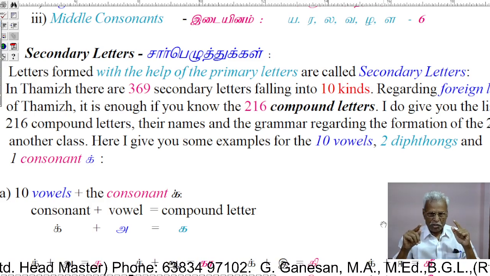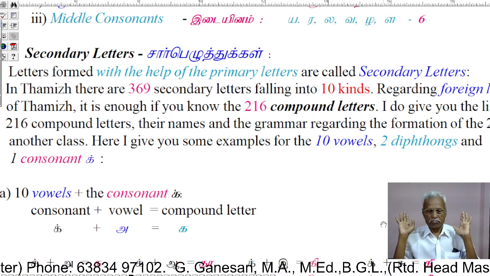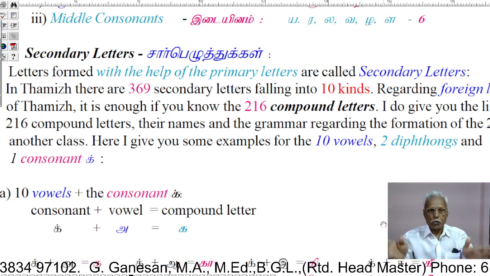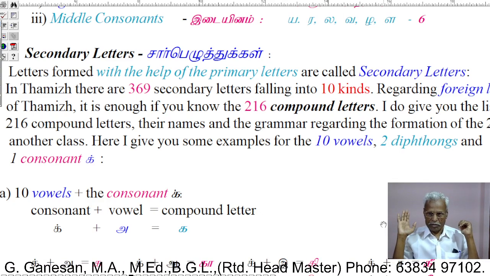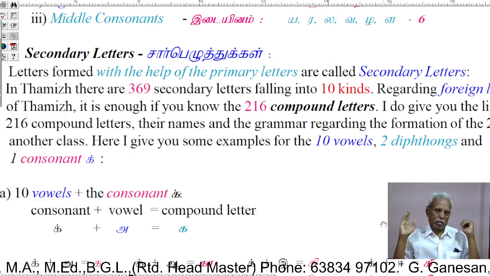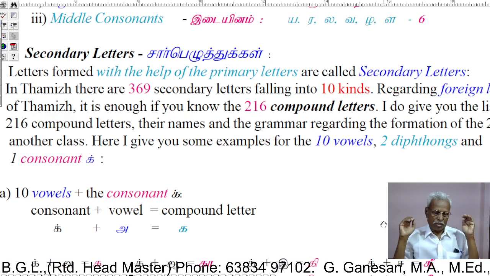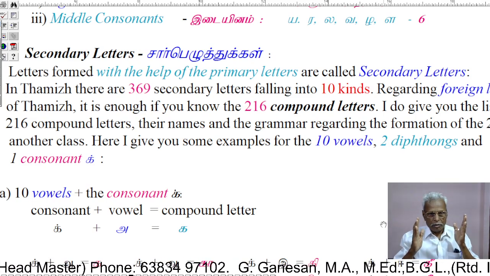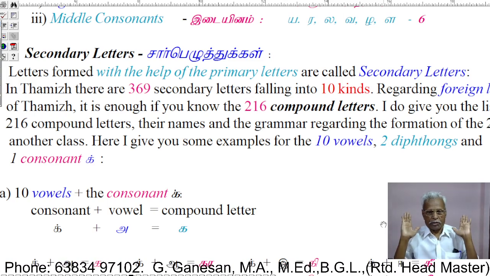Only this 216 plus the 30, that is 246 letters, are the letters used in Tamil. And the extra letters described in the grammar of Tamil letters are used only for the purpose of writing poems. For poetic purpose, they have been classified. That's all.